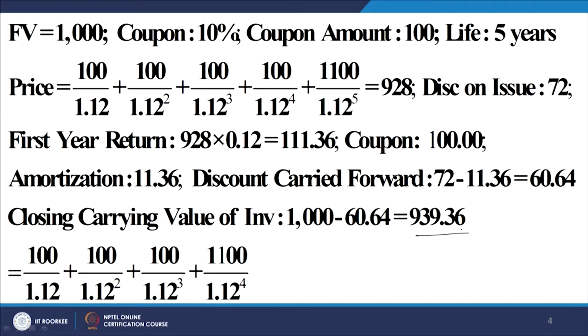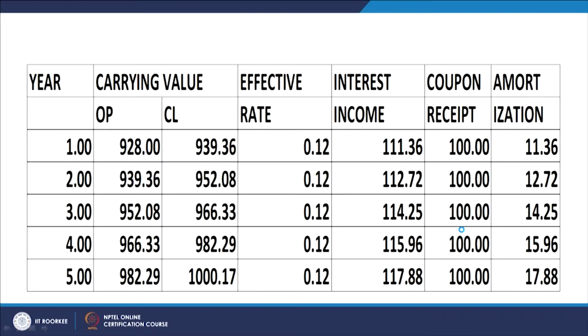Obviously, the carrying value will change as the discount gets more and more amortized. The carrying value will increase until it converges to the par value or the redemption value on the date of maturity of the bond. The carrying value is tabulated in this particular chart. At the end of the first year, the carrying value is 939.36. At the end of the second year, it is 952.08 and so on, and the amount of amortization is given in the last column. In the first year, as we worked it out, it was 11.36.